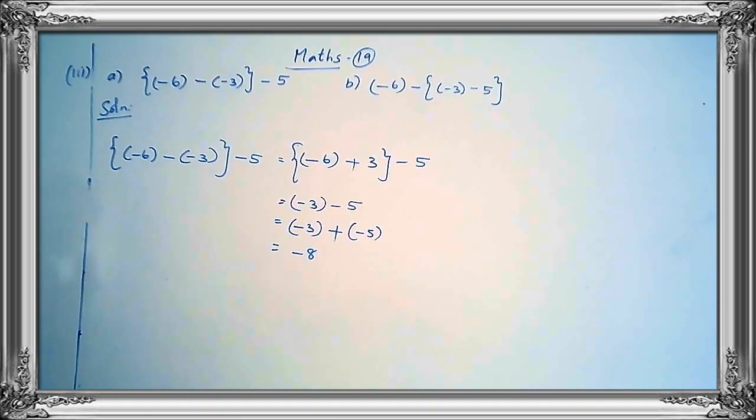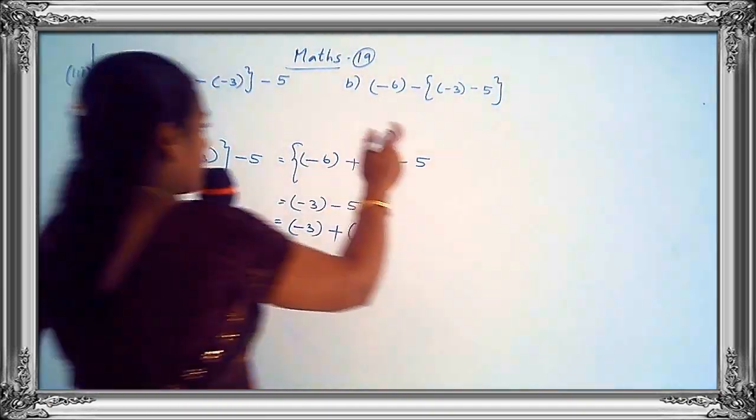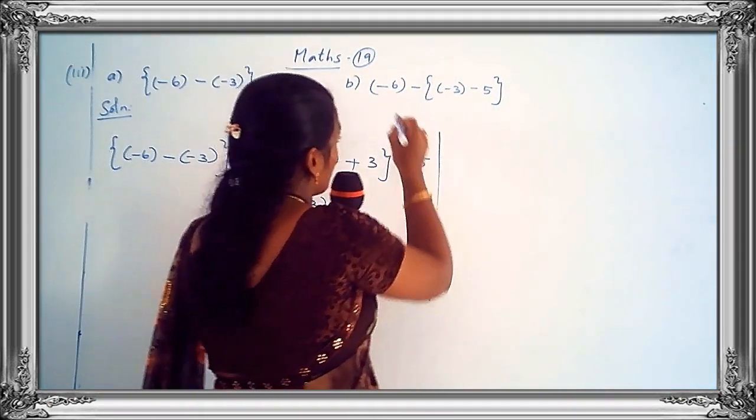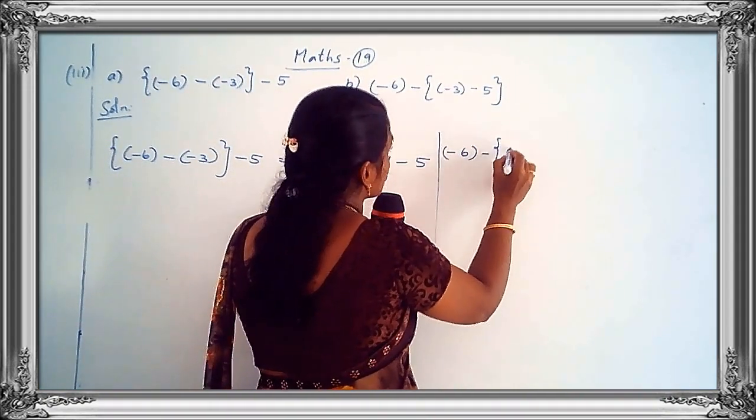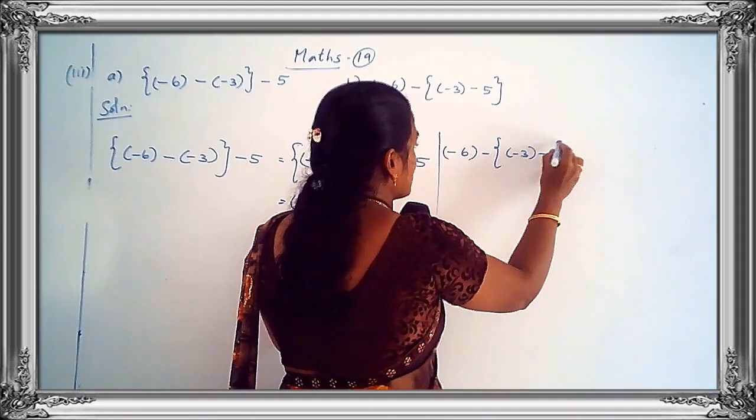Okay, now we have to find the value of B part. What is there inside the B part? Minus 6 minus of 3 minus 5.